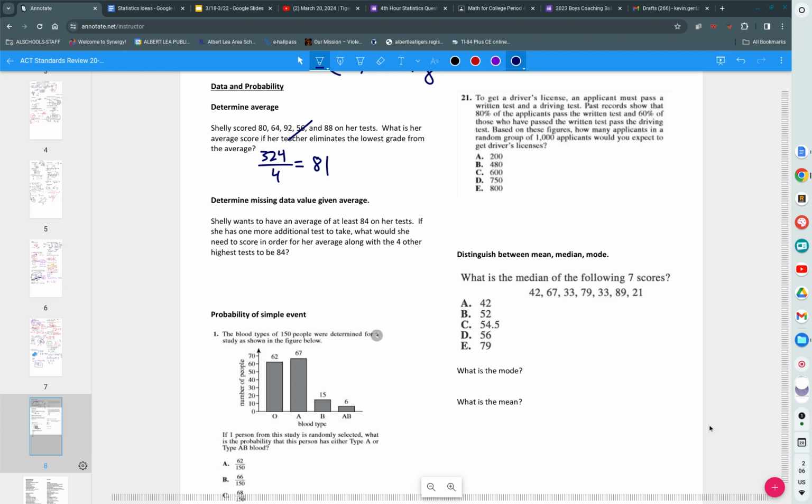Determine the missing data. Shelly wants to have an average of 84. Right now she's got an 81. If she has one more additional test to take, what would she need to score in order for her average, along with the other 4, to be at an 84? So she's wondering what score she needs. So how many tests does she have now? 5. And the scores of those tests will be the 324 plus her additional test. She wants that to be at a score of 84. That's the equation we want to solve. How do we solve that?